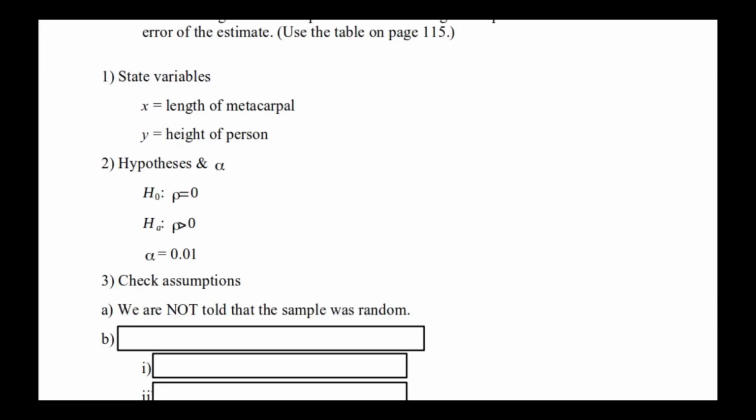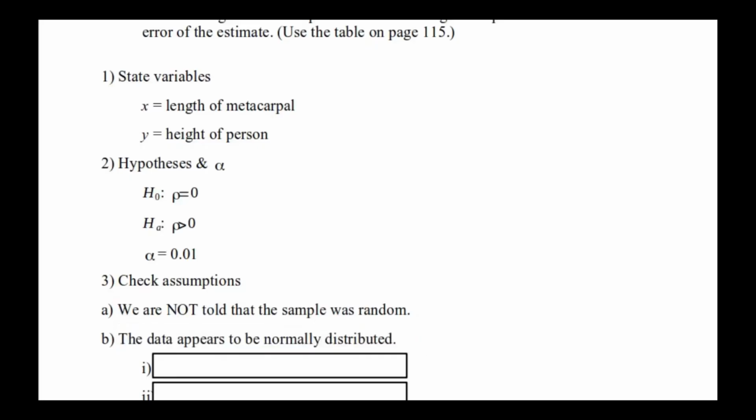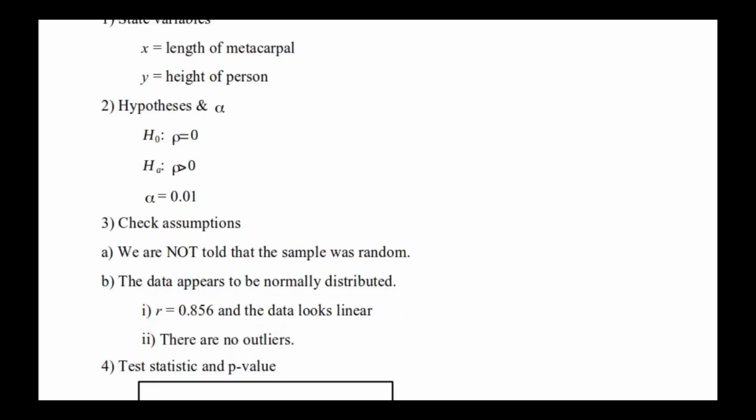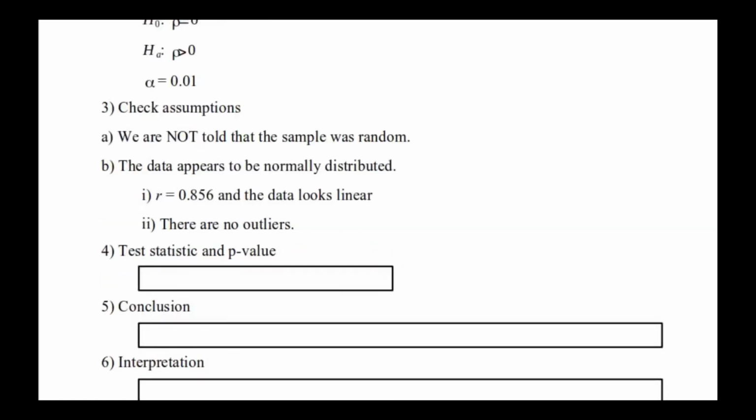We were not told that the sample was random. That could be an issue for us later on. The data does appear to be normally distributed, and we know that because we looked at R. R equals 0.856, that's close to 1, and there are no outliers. So now we need our test statistic and our p-value.